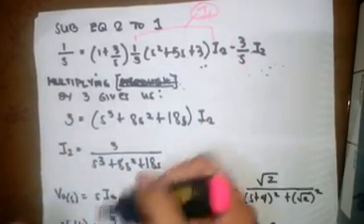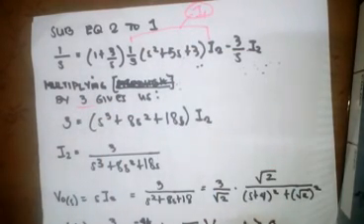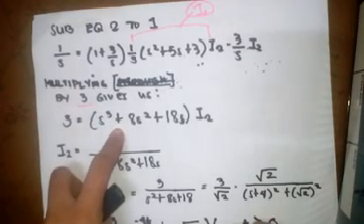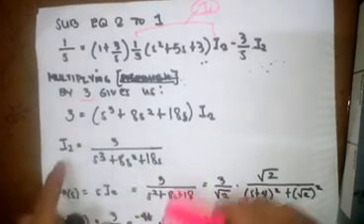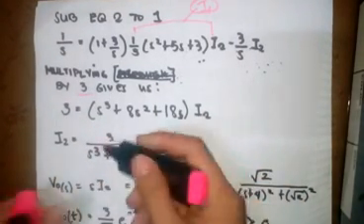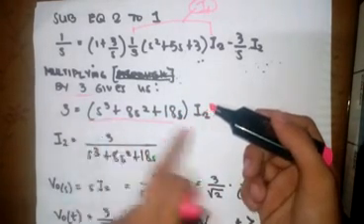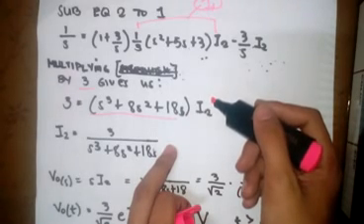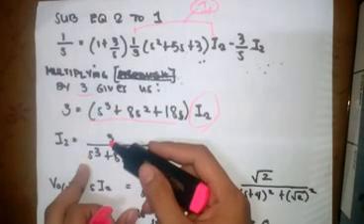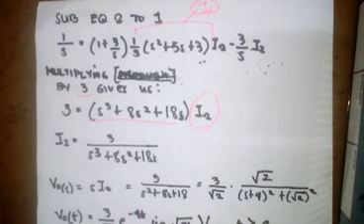By multiplying it by 3, and I just simplified it here so that our video will not prolong, it would be 3 is equivalent to s cubed plus 8s squared plus 18s times I2. Dividing by s cubed plus 8s squared plus 18s so that we could isolate I2, we have I2 equivalent to 3 over s cubed plus 8s squared plus 18s.